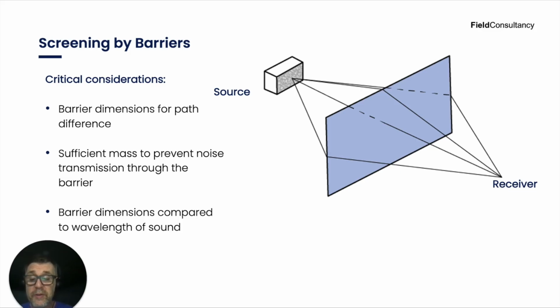We have to ensure that there's no gaps or cracks or holes in the barrier, otherwise sound will just short circuit through these gaps and cracks instead of through the material itself. We also have to consider the barrier dimensions compared to the wavelength of sound to make sure that the width and height of the barrier is large compared to the wavelength we're trying to block.